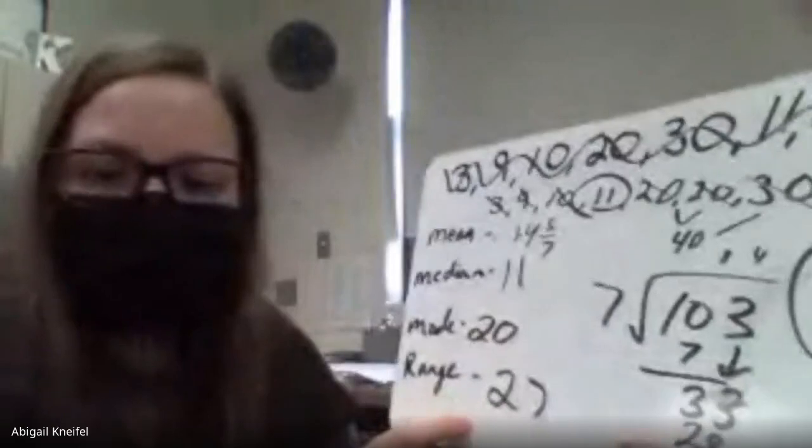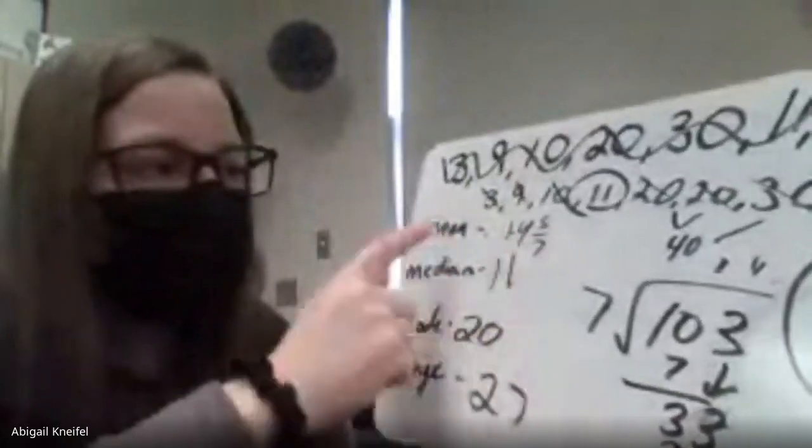That wouldn't be the same number. 0.5 would be half. 5/7 is different. So your mean is 14 and 5/7. Okay? So once again, range 27, mode 20, median 11, mean 14 and 5/7.